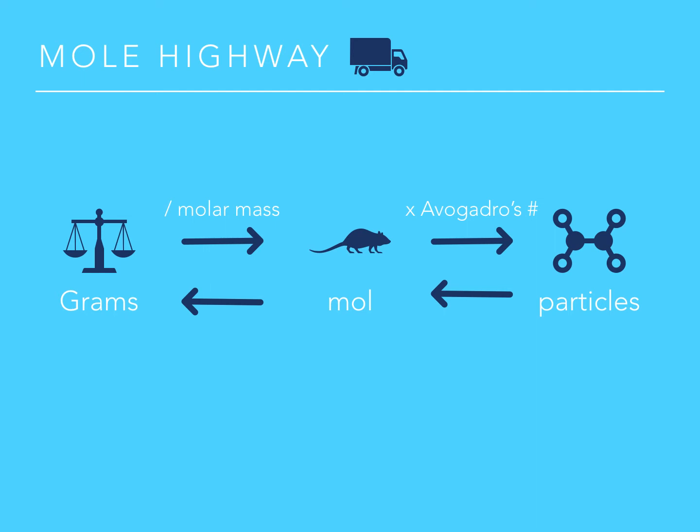Looking at the right side of the diagram, you can see the steps necessary to convert between particles and moles using Avogadro's number. The interesting thing about the mole highway is you can go back and forth, and depending on what is given, you can solve for whether it be grams, moles, or particles.